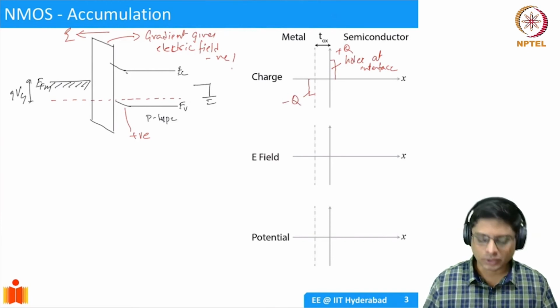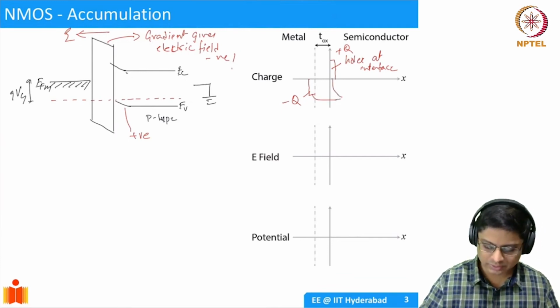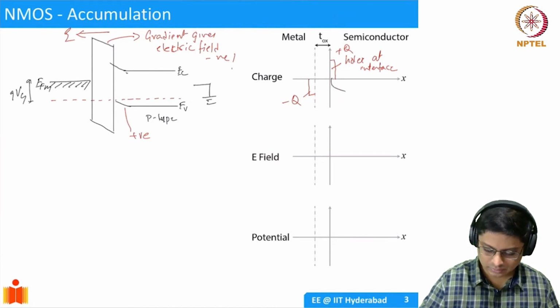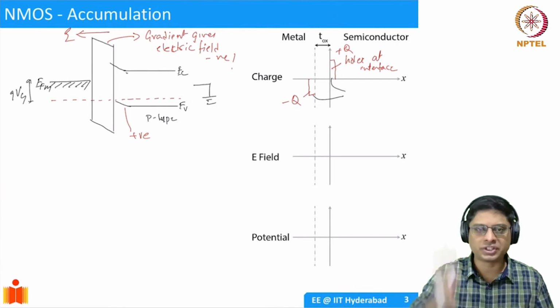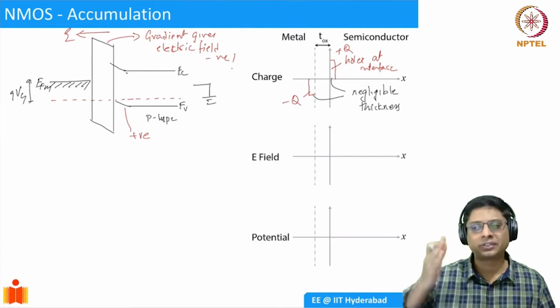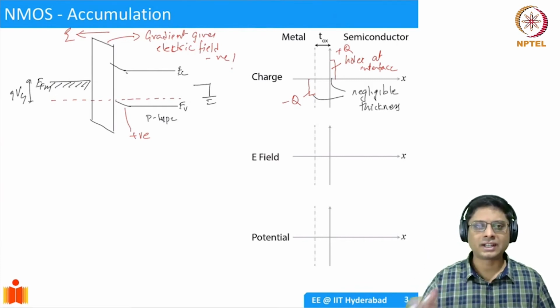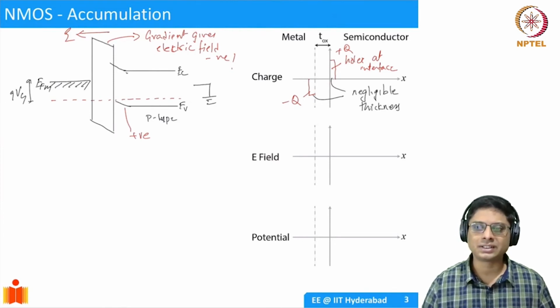So what is the thickness of these charges? If I took a look at these two charges, right? What is the thickness? Well, these are like infinitesimal sheets, basically. So negligible thickness. Why should they be negligible? Just at the interfaces, at the interface between silicon dioxide and metal, we have a negative charge. At the interface between silicon dioxide and silicon, we have the positive charge. Why should they be negligible thickness?